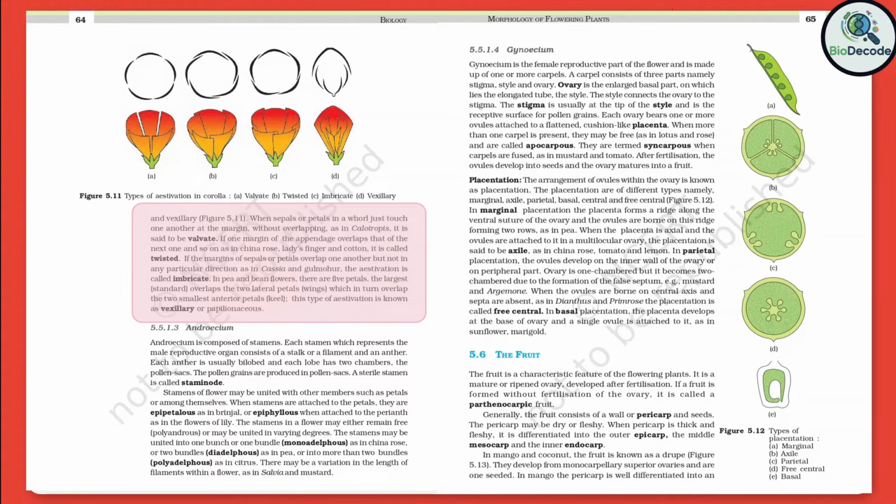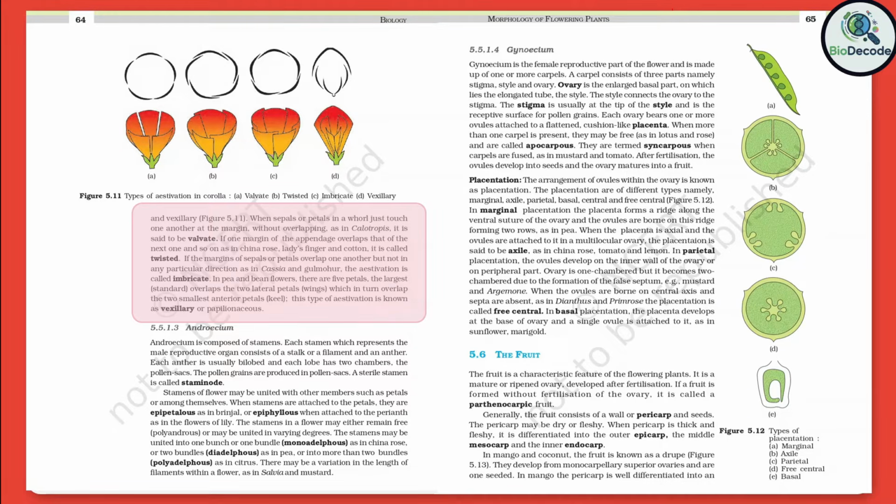If one margin of the appendage overlaps that of the next one, and so on, as in China rose, lady's finger, and cotton, it is called twisted. If the margins of sepals or petals overlap one another but not in any particular direction, as in cassia and gulmohar, the estivation is called imbricate.